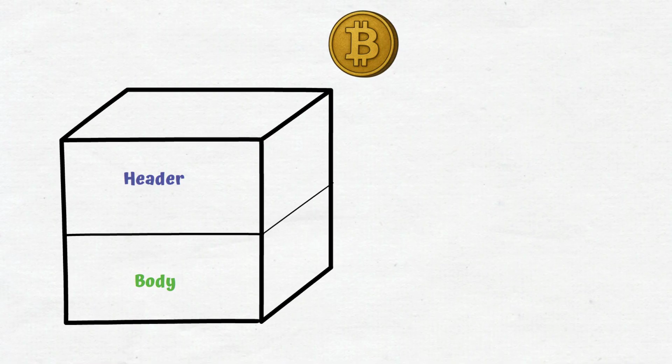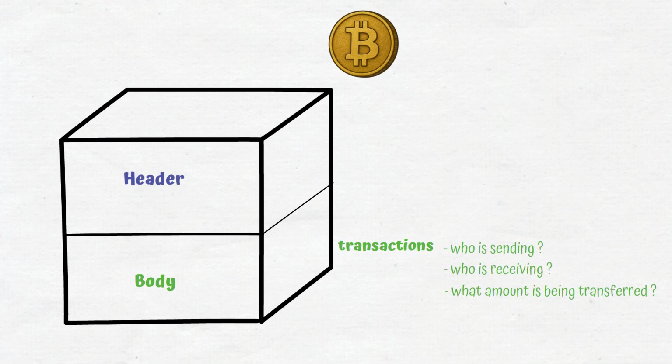The body contains the transactions confirmed by the block. At its core, every transaction answers 3 basic questions: who is sending, who is receiving, and what amount is being transferred. In Bitcoin, that's the essential idea. Technically, Bitcoin transactions are structured as inputs and outputs, but you can think of them like a simple bank transfer: sender, receiver, and amount.